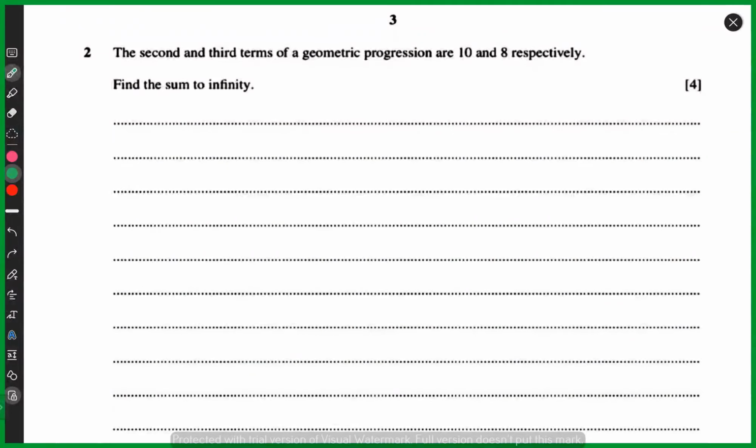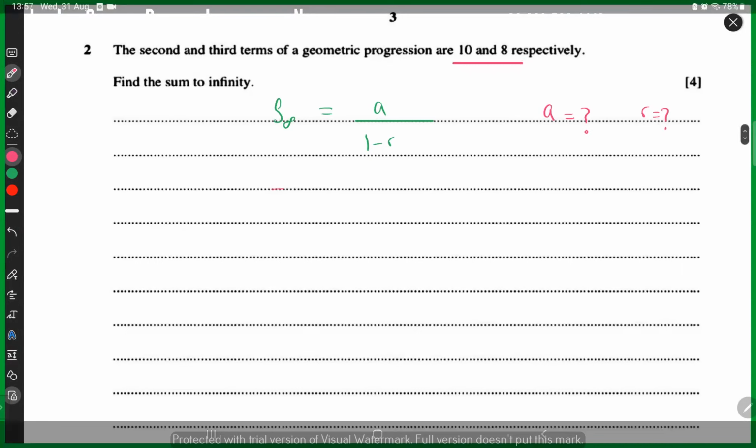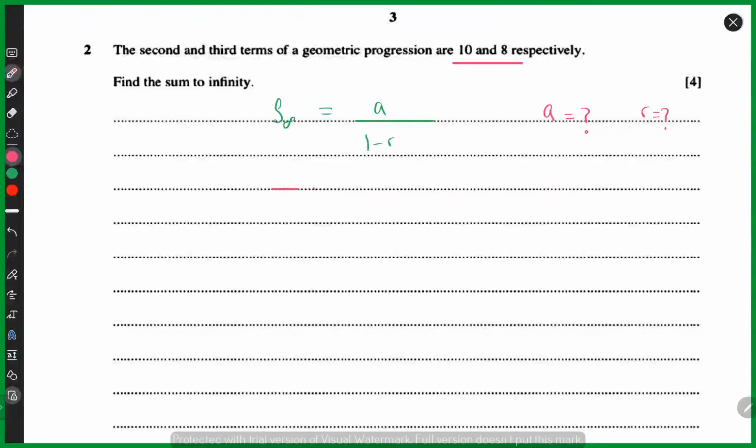Now, I know that sum to infinity basically has a formula that says A divided by 1 minus R. Now, I need A. I need R. I've been told that 10 and 8 are the second and third terms respectively. So the first term is not there, A is not there. Then we have 10 and then we have 8. I know how to find R.